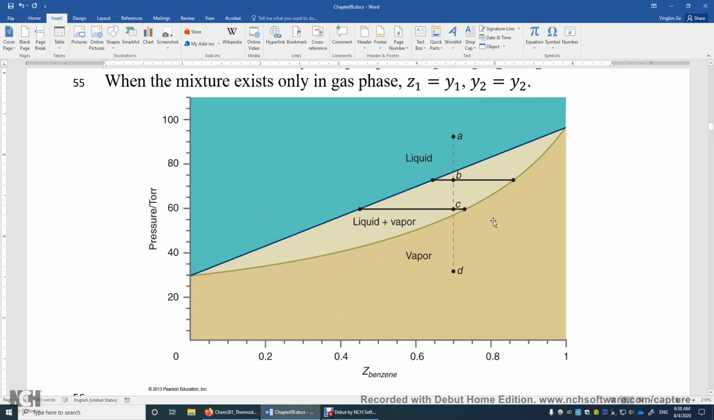1 atm is equal to 760 torr, and 1 bar is 750 torr. So over here again we are looking at the mixture in the gas phase. When the pressure is low, you just have benzene and toluene both in the gas phase, no liquid.